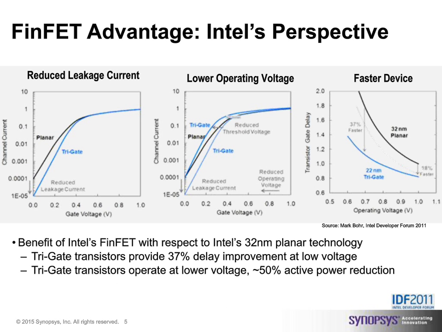And also the speed of the device, the performance improvement: if we are at the 0.7 volt level, we can do 37% better performance compared to the planar technology. So both advantages in P and P, that is performance and power, give us a good advantage, and that's a key reason for FinFET being adopted today.